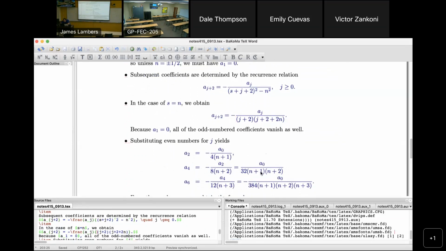And we're multiplying these increasing numbers. We have n plus 1 in A2. Then in A4 we have n plus 1 plus 2. And then in A6 we have n plus 1 plus 2 plus 3. That means there's going to be a factorial involved. But what factorial exactly, we still need to figure that out.